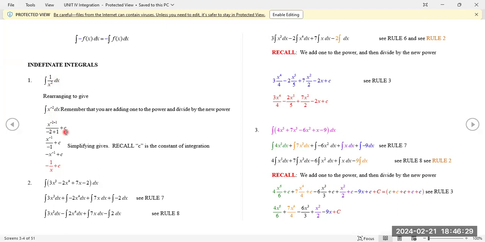Sir, what are the definite integrals again? When you have an upper limit and a lower limit. Sir, I don't see any of those yet. Yeah, we haven't reached those yet.